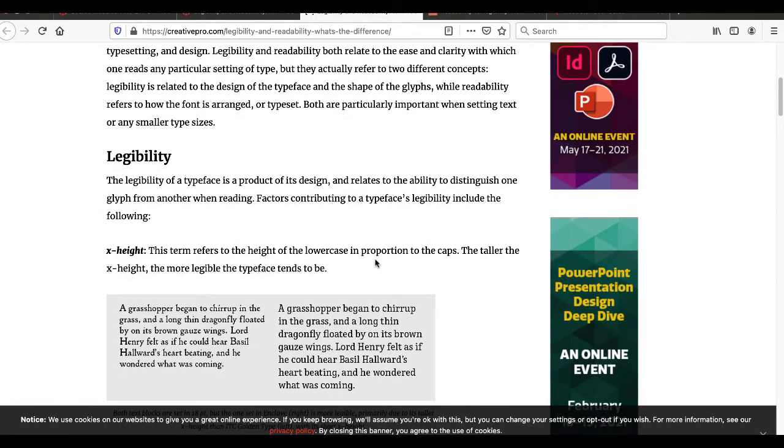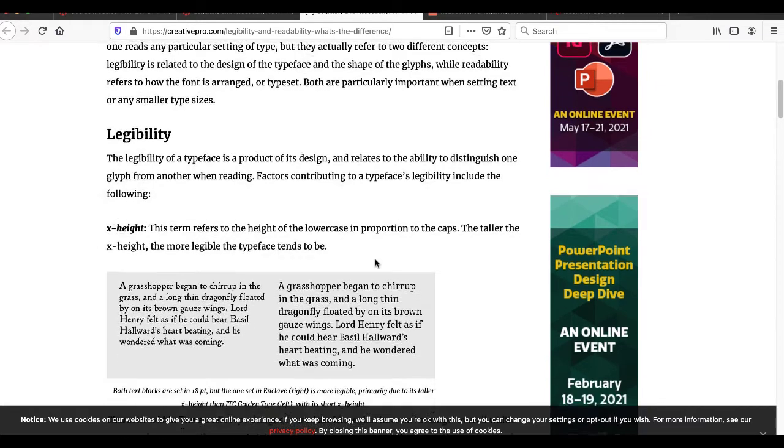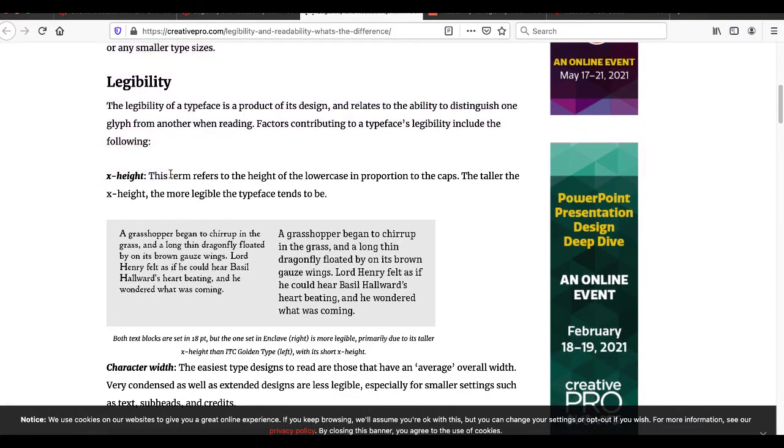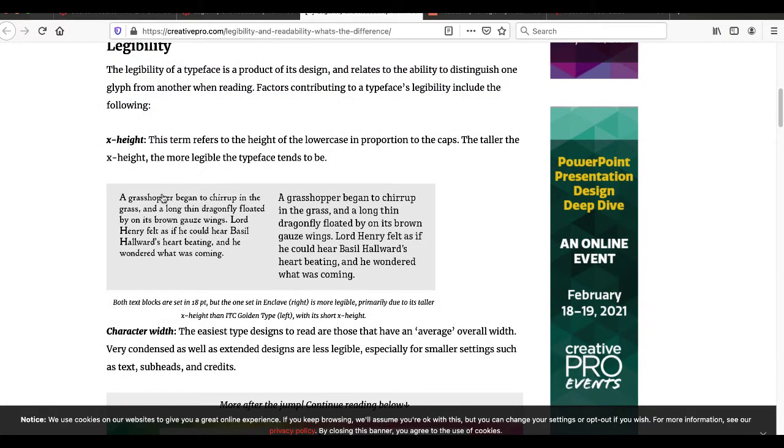Legibility of a typeface is a product of its design and relates to the ability to distinguish one glyph from another when reading. So then we're actually going to get into vocabulary that you guys already know, and these are things that affect the legibility of each font, so each letter. But we can see this one is easier to distinguish each letter than this one.